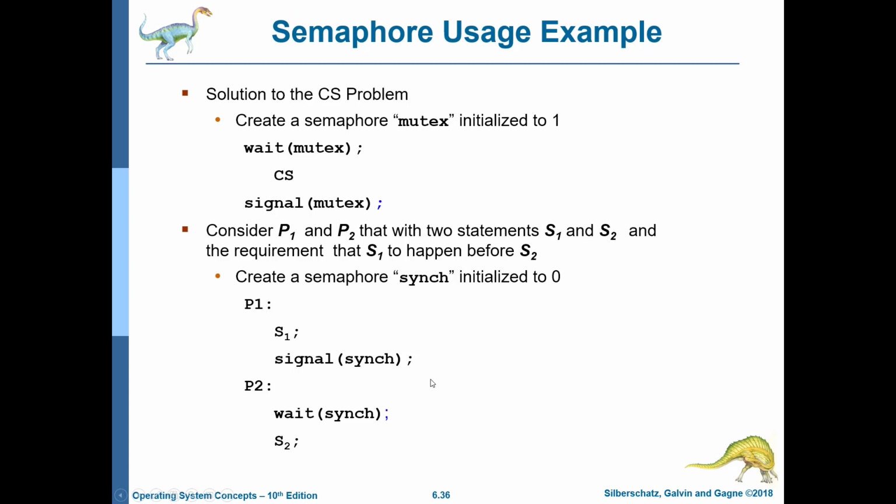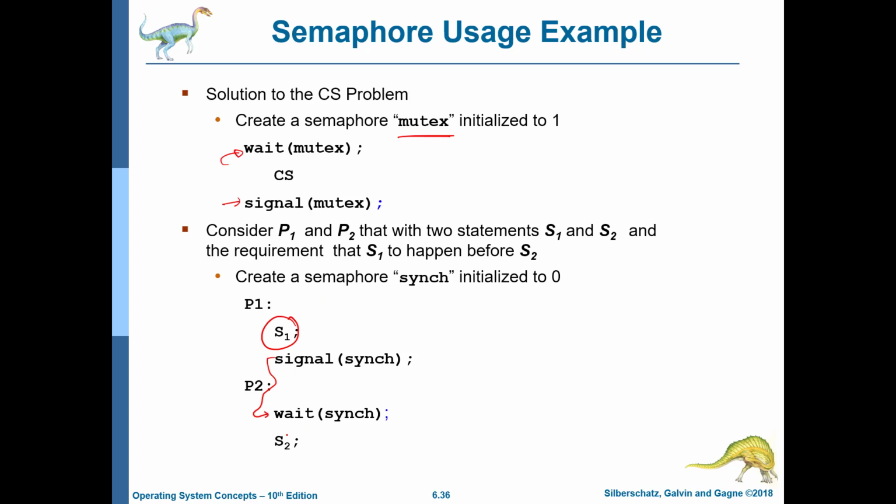So, semaphore usage. We can create a semaphore mutex that is initialized to 1, and all that we need to do for implementing a lock is wait and signal on the mutex, a binary semaphore. That's all. We can also consider processes P1 and P2 with statements S1 and S2, where the requirement is that S1 needs to happen before S2. Then after S1 we do a signal, and before S2 we do a wait.